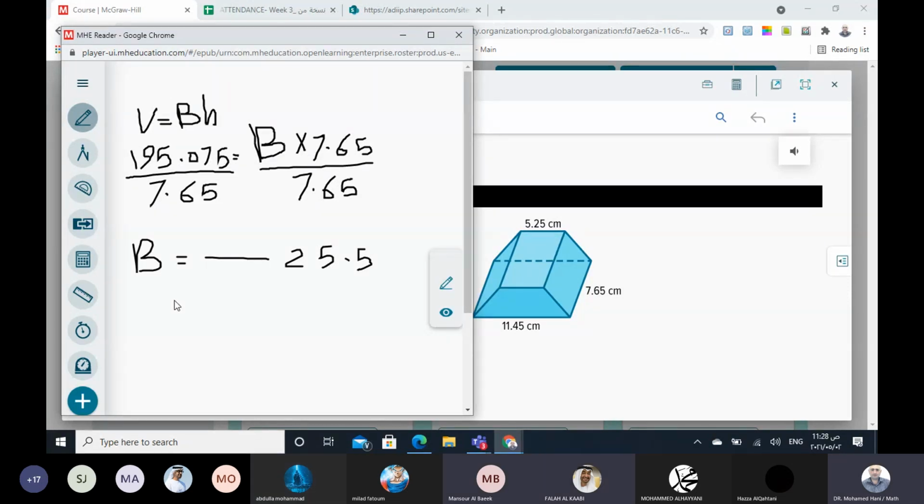Centimeter cubic or centimeter squared? Right, but here it is not the volume, here it is the area of the base. So it means squared, not cubic. We use cubic just for the volume, but here what did we find? The area of the base. For area we always use squared. We use cubic where? Just in the volume. Okay?